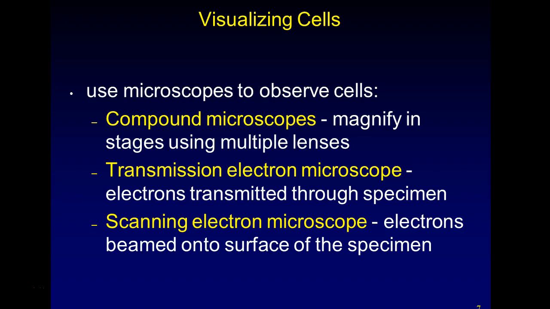We'll be using light microscopes in our lab to observe cells. However, we're not going to be able to see all the different organelles of the cells like we would be able to if we were looking at an electron microscope.